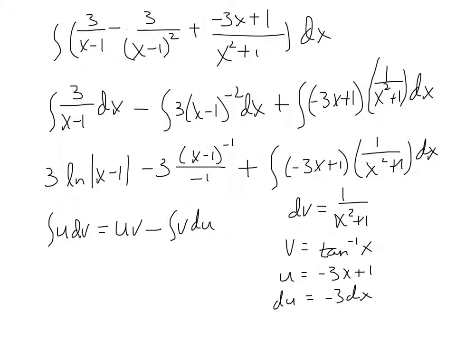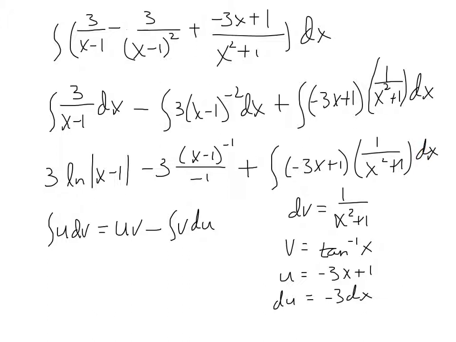Probably the easiest way to do this is to break it up into 3 integrals, because we have 3 terms here. So we'll have the integral of 3 over x minus 1 dx, minus the integral of 3 times (x minus 1) to the minus 2, with respect to x. I'll rewrite this so it's a little easier to look at as we integrate. Plus, I rewrote this as (minus 3x plus 1) times 1 over (x squared plus 1) dx, because we realize this is a couple of factors that appear to be completely unrelated. And so we start thinking about doing integration by parts for that term. The first term integrates to 3 times the natural log of the absolute value of x minus 1, minus 3 times, and then we integrate this thing, x to the minus 1 over minus 1, plus this thing that we're going to integrate by parts.